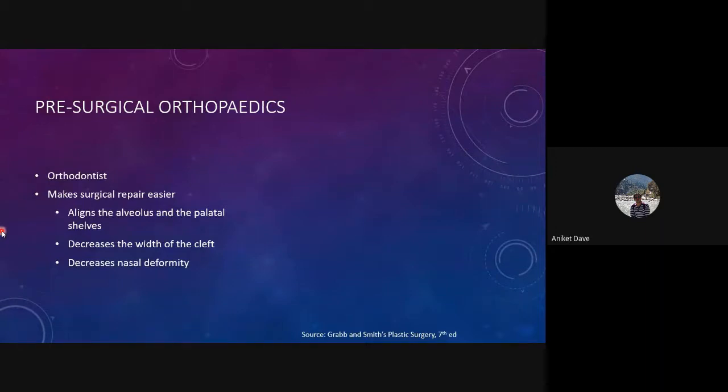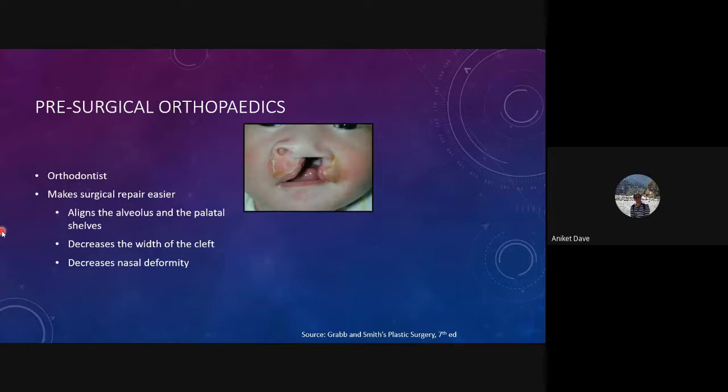Now, the orthodontists have a big role to play, which starts right after birth, even before the surgical management begins. This is known as pre-surgical orthopedics. Note that I've not called it orthodontics because these kids do not have teeth yet, so orthodontics would be a misnomer. Therefore, it's called pre-surgical orthopedics. And this makes the surgical repair much easier because they are able to align the palatine shelves in line with each other. I will show a few examples.